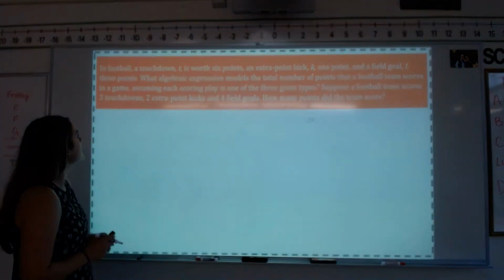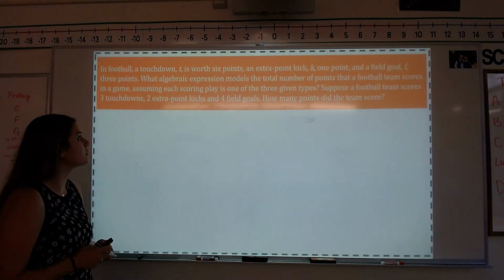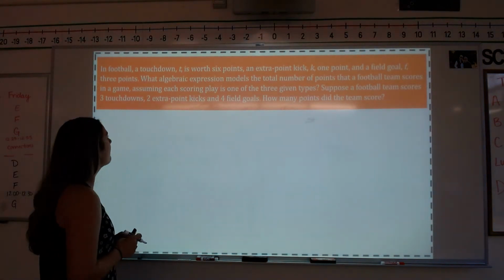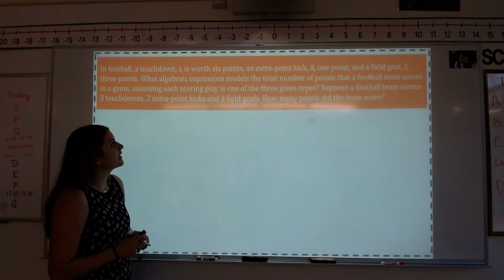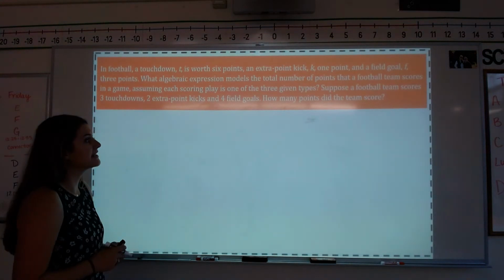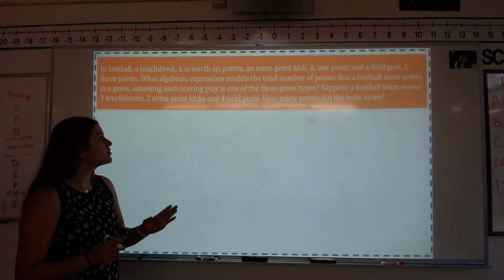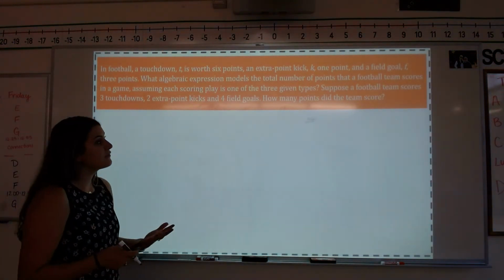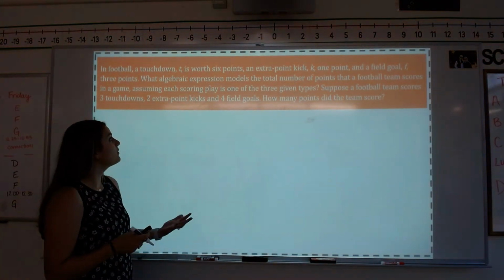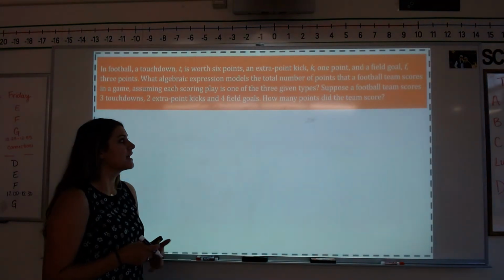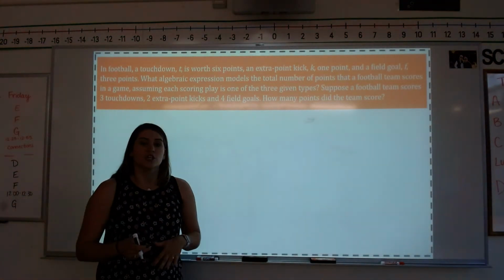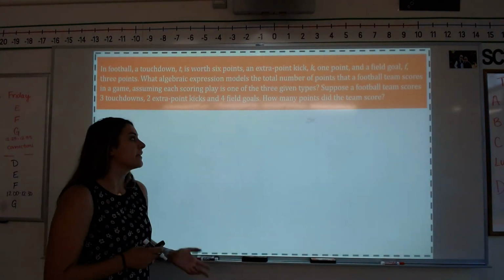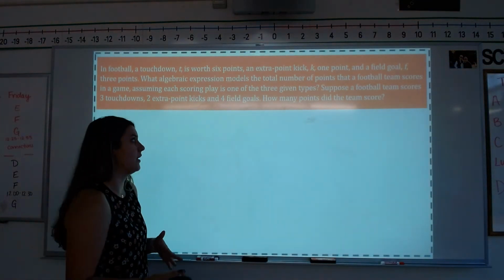All right, the next one says, in football, a touchdown T is worth 6 points, an extra point kick K 1 point, and a field goal F 3 points. What algebraic expression models the total number of points that a football team scores in a game, assuming each scoring play is one of the 3 given types? Then it says, suppose a football team scores 3 touchdowns, 2 extra point kicks, and 4 field goals. How many points does the team score? So we're going to tackle the first question first, which asks us to write that expression. That will help us then to solve for the second question.